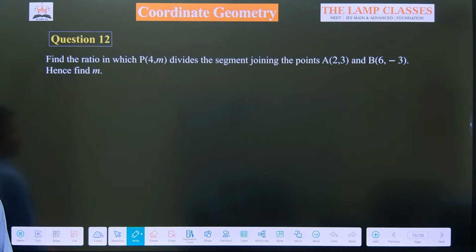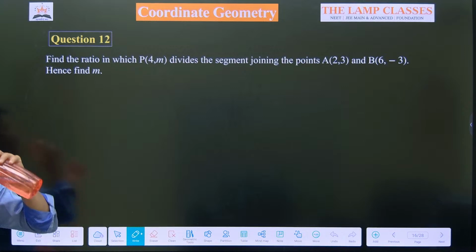Whenever a question is based on the section formula, guys, please make that diagram, the line segment. It will be better. You don't have to recall the formula, directly we'll see the cross multiplication from there, and it will be an impressive solution as well. When you make the diagram, the solution looks better and is easy to understand.